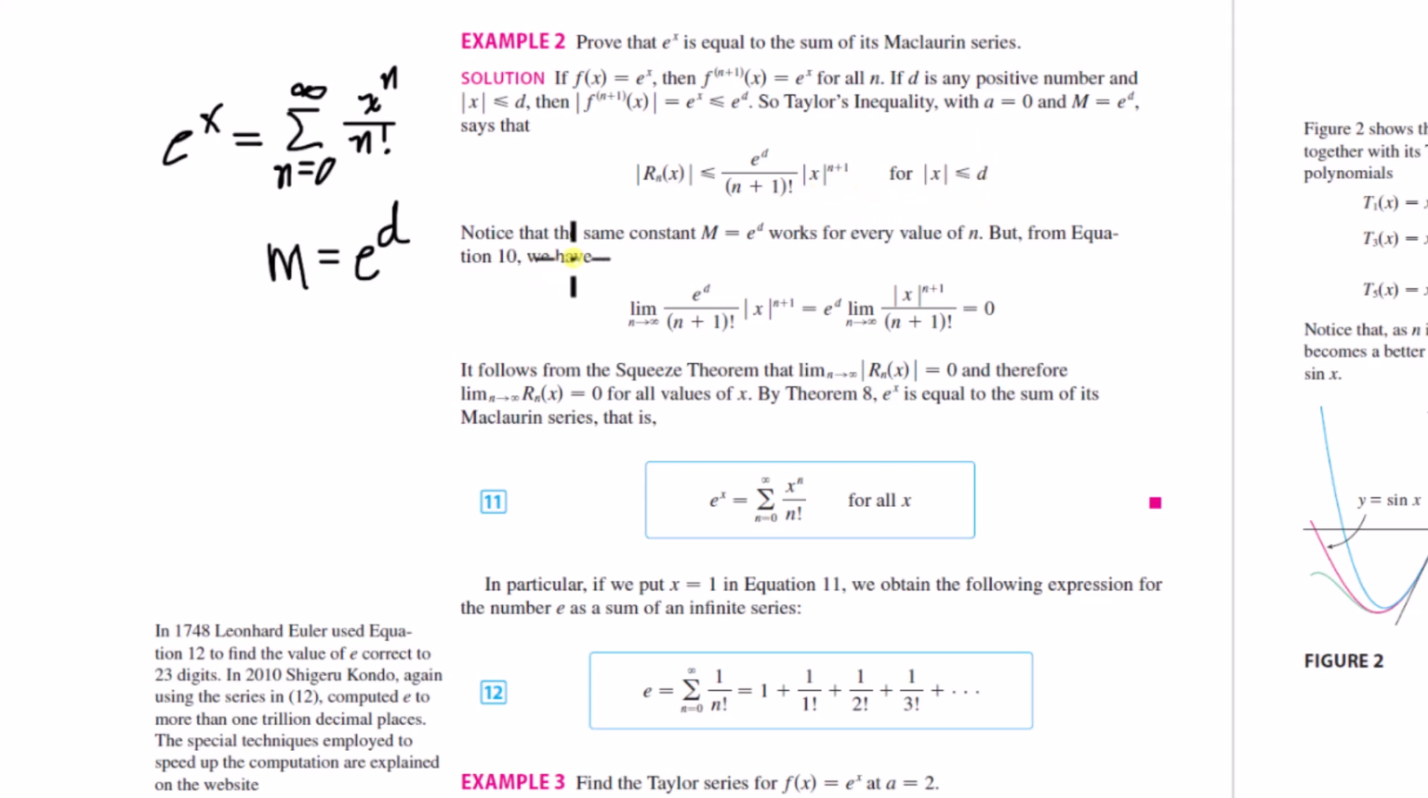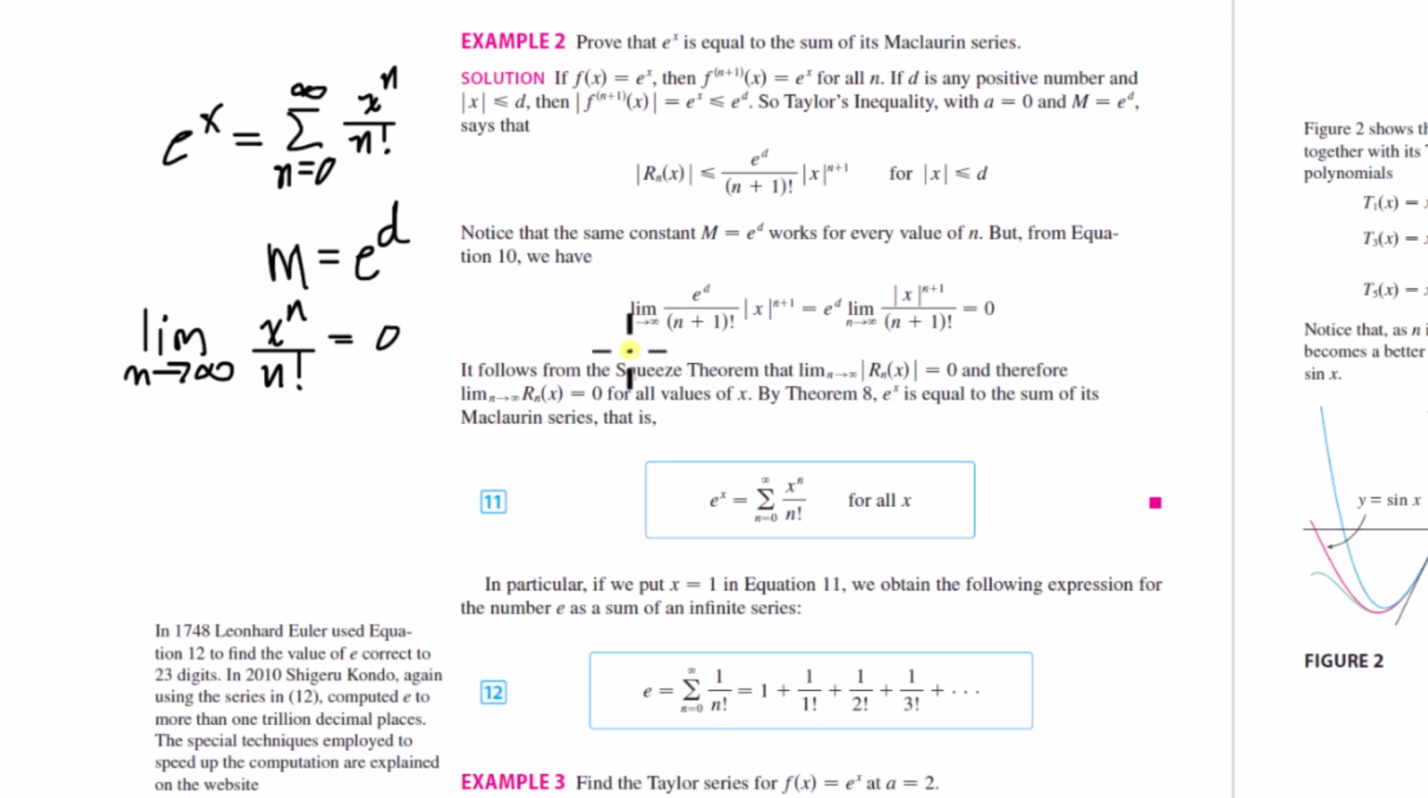Okay, it says, notice that the same constant, capital M equal to e to the d, works for every value of n. And this mainly comes from the fact that the n plus 1th derivative of e to the x is always the same thing. The value of n comes in with the n plus 1th derivative. But from equation 10 we have, so equation 10 is the limit as n goes to infinity of x to the n over n factorial.